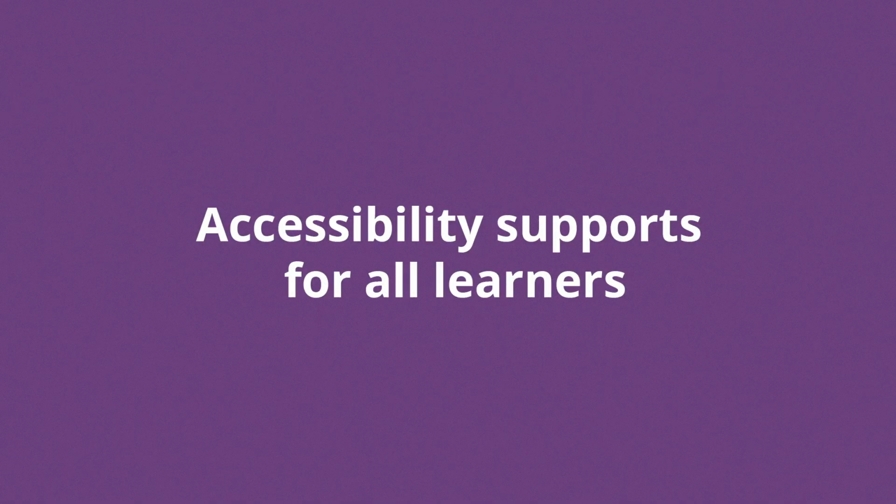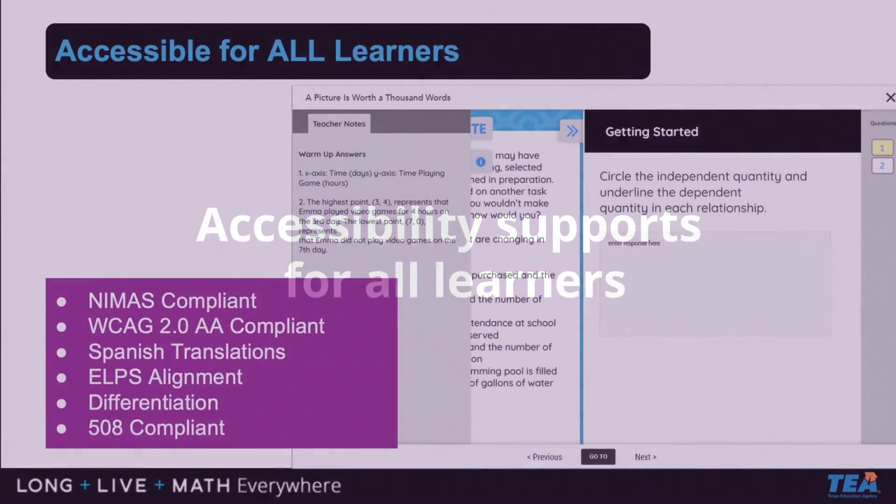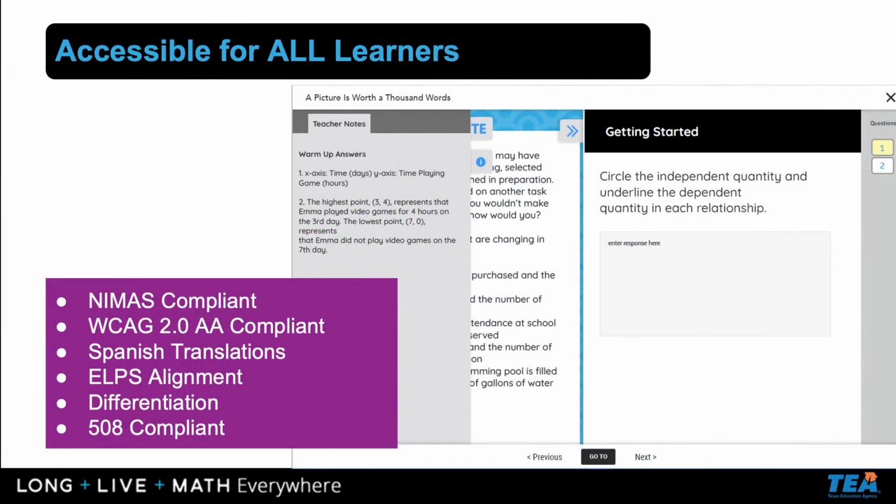Lastly, and probably most importantly, is ensuring that our learning experiences are accessible for all learners. Texas Home Learning 3.0 materials meet accessibility requirements for all learners. This particular product is compliant with the National Instructional Materials Accessibility Standard and Web Content Accessibility Guidelines. All digital supports will be provided in both English and Spanish. The software also has built-in accessibility supports like text-to-speech.